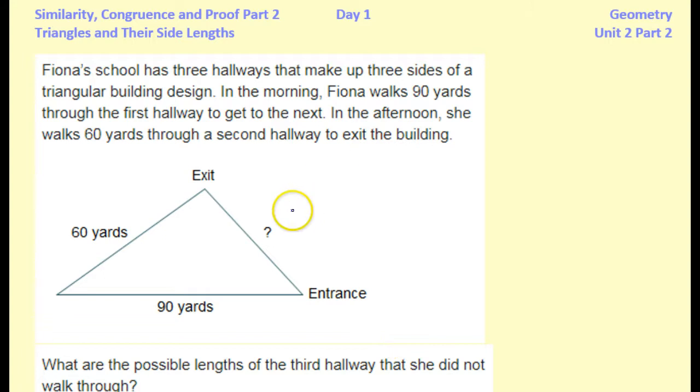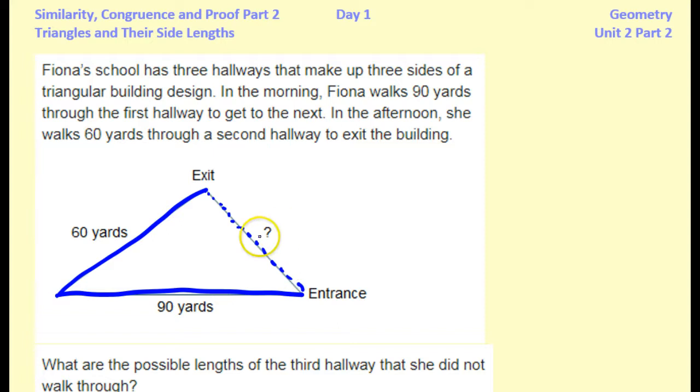So, okay, we had the whole paragraph, but the bottom line is we have two sides of a triangle. This side is 90. This side is 60, and we have the unknown side, just like in the picture I was drawing for you a minute ago. Okay, what are the possible lengths? So again, think of this as a hinge. If I swing this side down, it will give me the lower boundary.